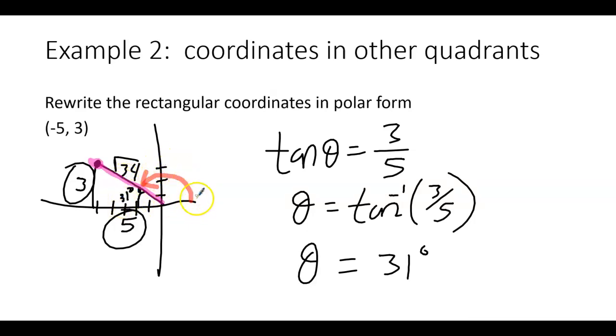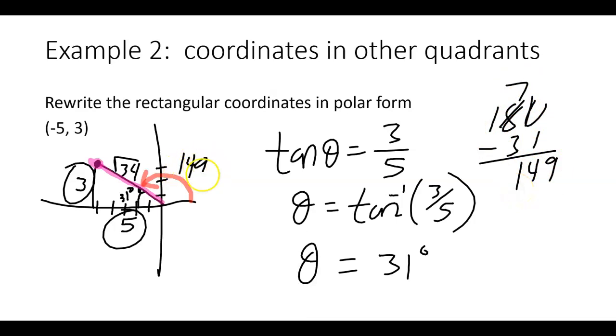So how do we do that? Well, we know that all the way from here to here is 180, and we know that this much of it is 31. So what's left over must be the part I'm looking for. So we would do 180 minus 31 to end up with 149. So the angle I want actually is 149 degrees.